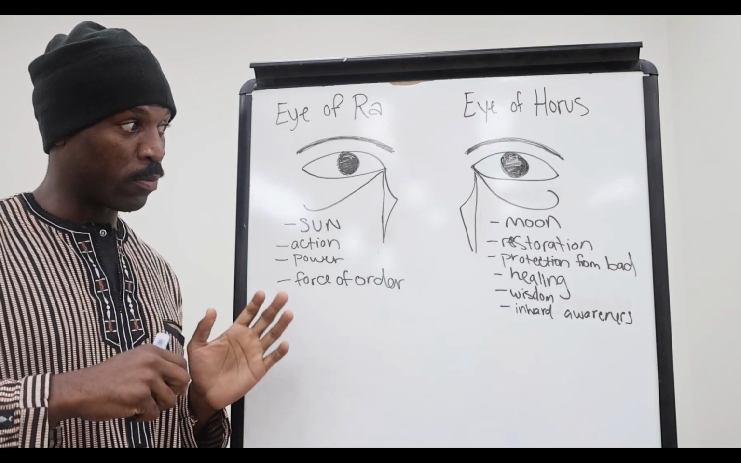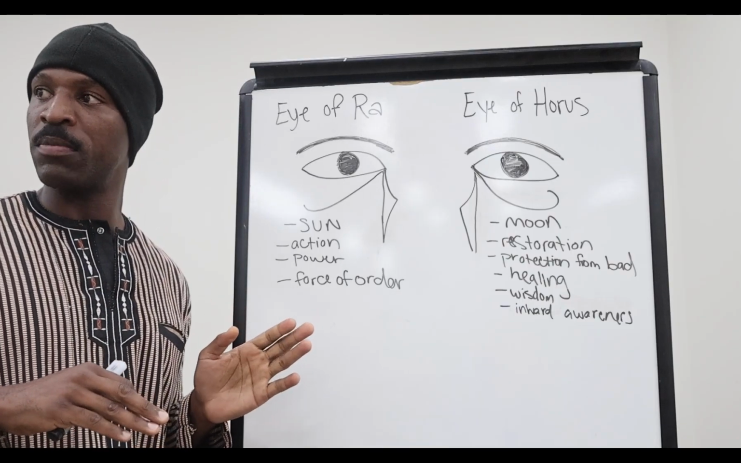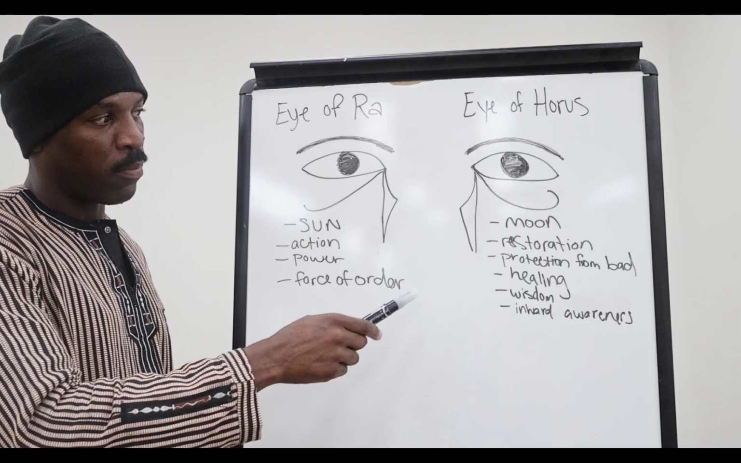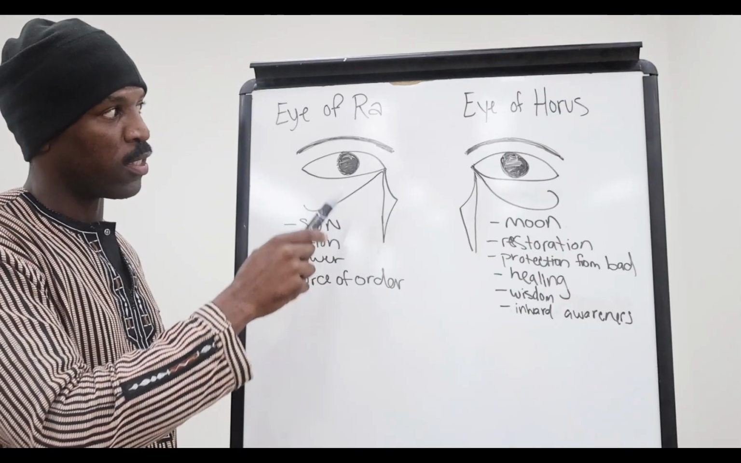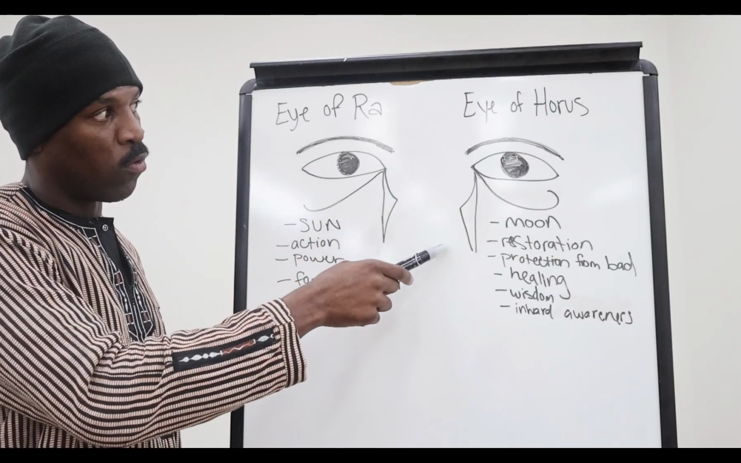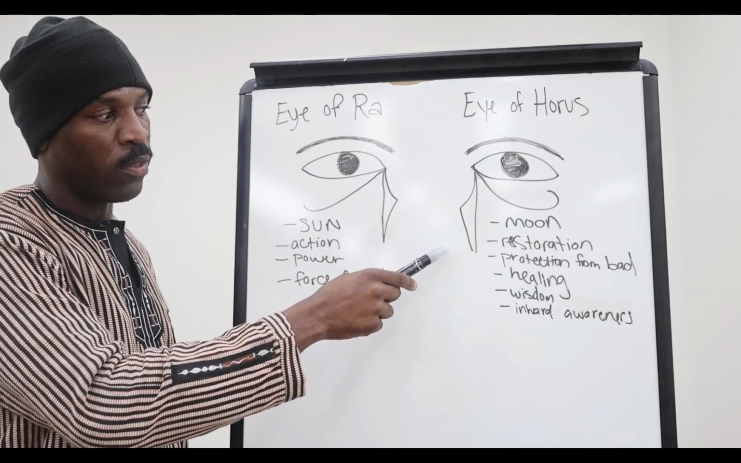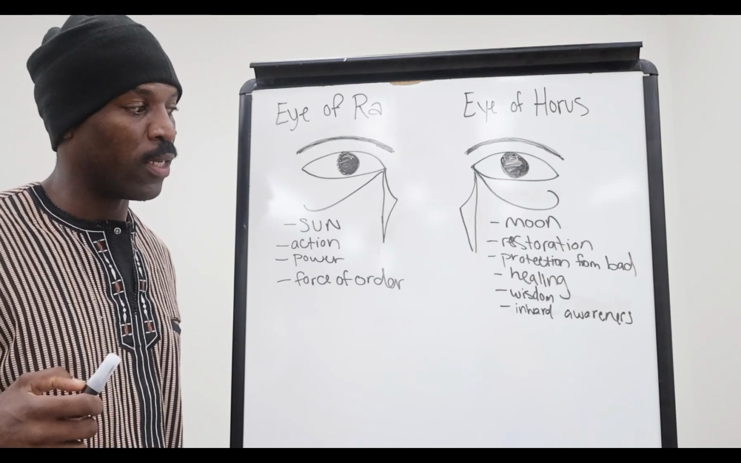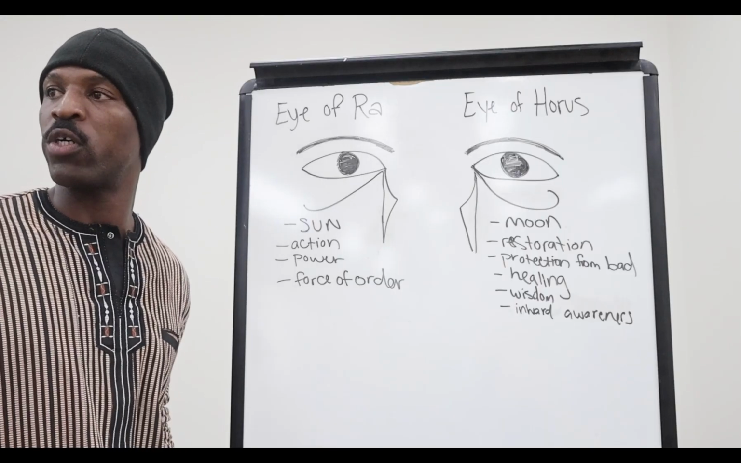This is an eye that was thought by ancient Egyptians to ward off evil. It was thought to symbolize the moon, as opposed to the sun, Ra, the sun god Ra. Horus was thought to symbolize the moon, restoration, protection from bad, healing, wisdom, and inward awareness.